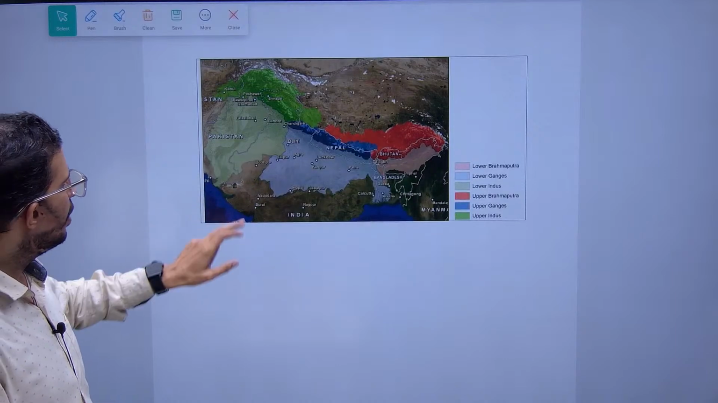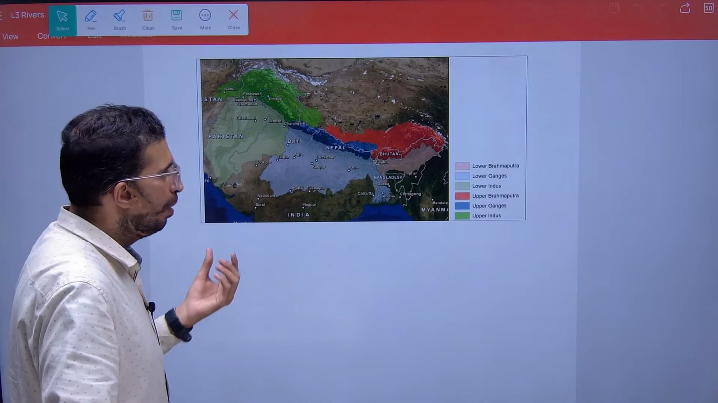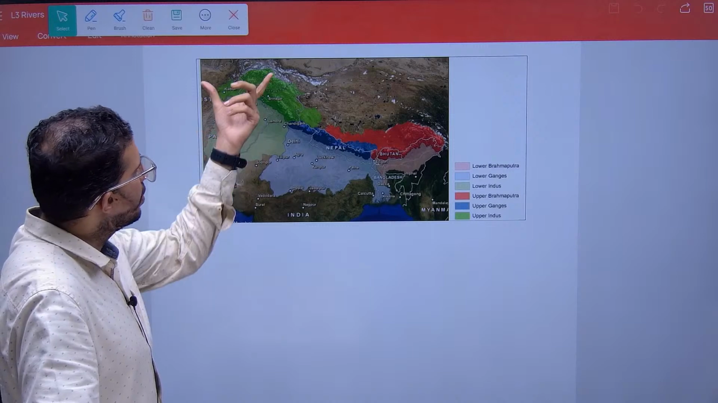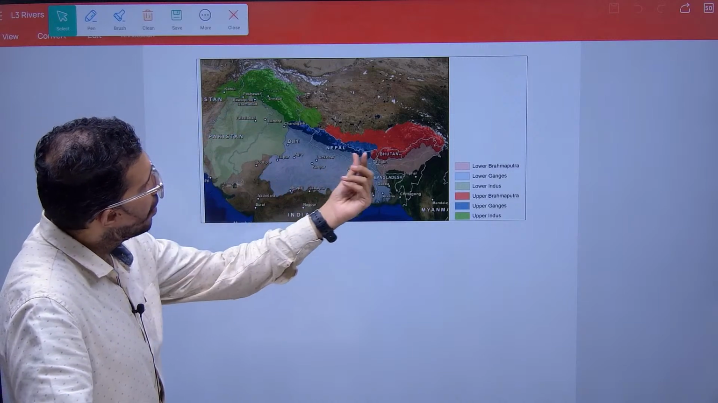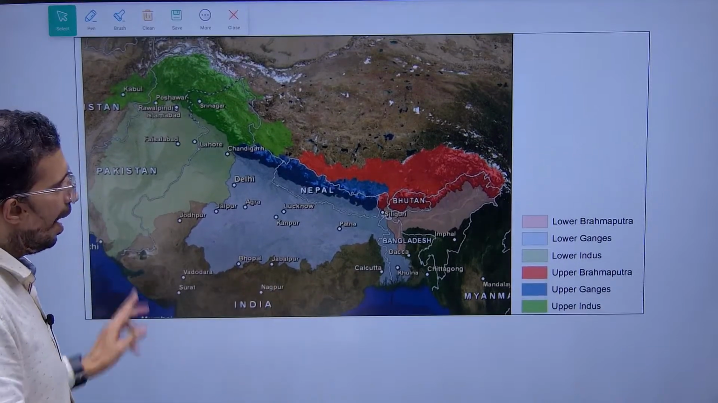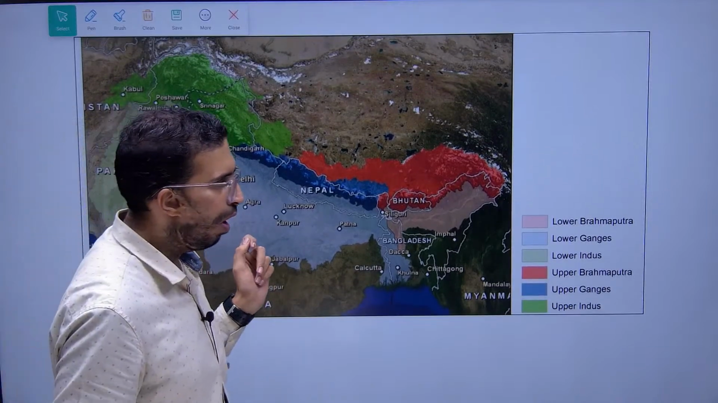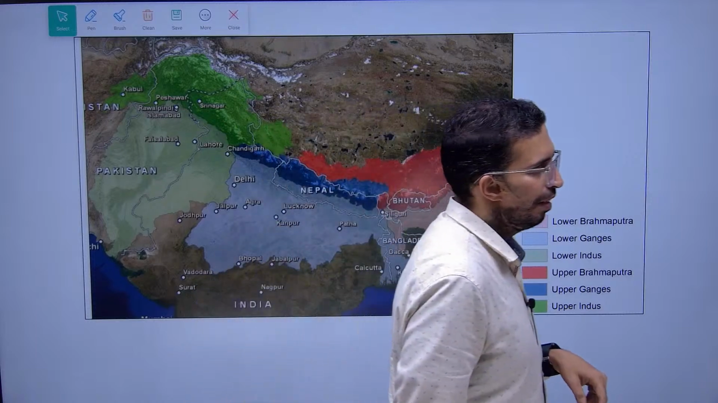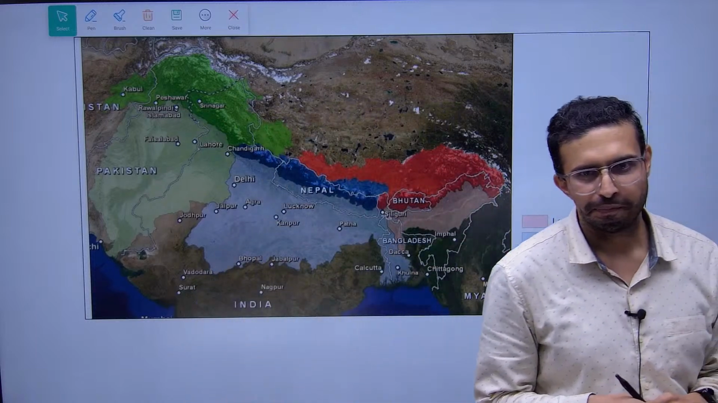Then this is the composite diagram of the Indus river system, this one, the Ganga river system and the Brahmaputra river system. See this one. And we are collectively calling it the Himalayan river system.